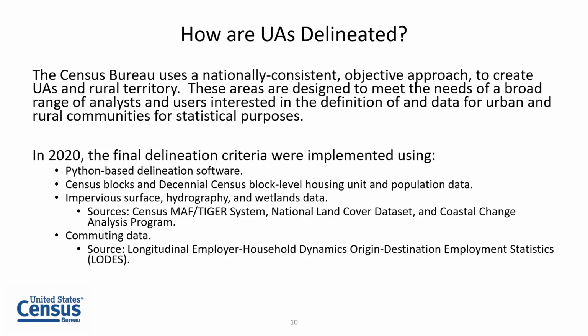For the 2020 urban area delineations, the final delineation criteria were implemented using different technologies and data. So for instance, we used a Python-based delineation software. We took into account, of course, census blocks and decennial census block level housing and population data. We took into account impervious surface, hydrography, and wetlands data coming from the MAF/TIGER system, which is the Census Bureau's database, the National Land Cover Database, and the Coastal Change Analysis Program data. We also took into account commuting data from the Census Bureau's Longitudinal Employer-Household Dynamics Origin-Destination Employment Statistics, or LODES data.